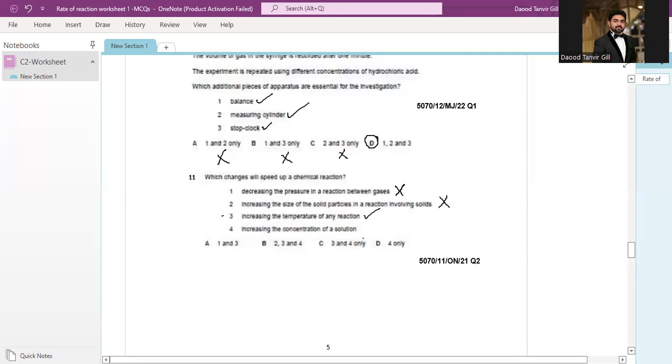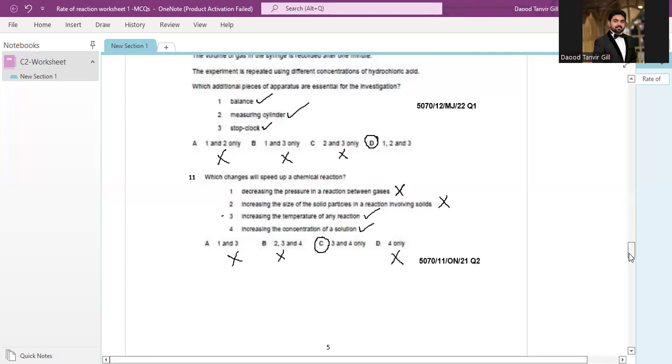Increasing the concentration of a solution. Yes, the particles would be more crowded and they would react more frequently. Yes, this is also a correct option. So which option contains statement number 3 and 4? Let's look at the provided options. Not A, not B. Yes, it's C. We'll go for C. So this is the correct option for this question. I'll simply cross out the remaining options.